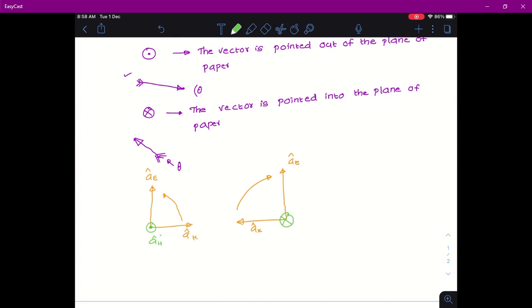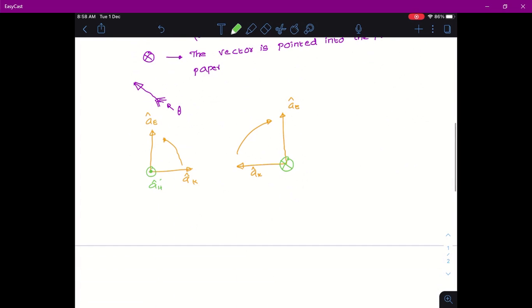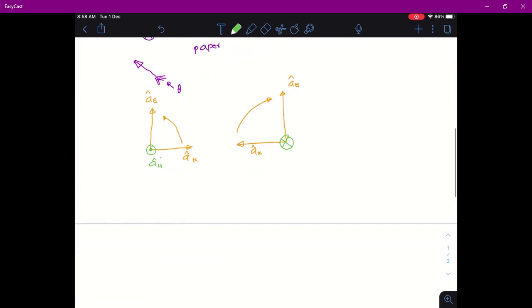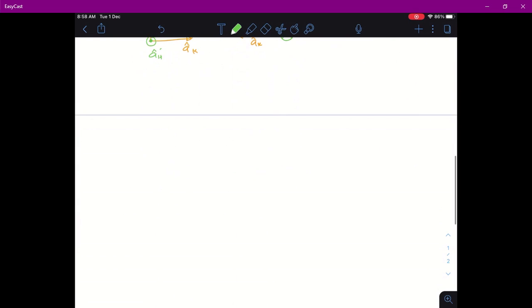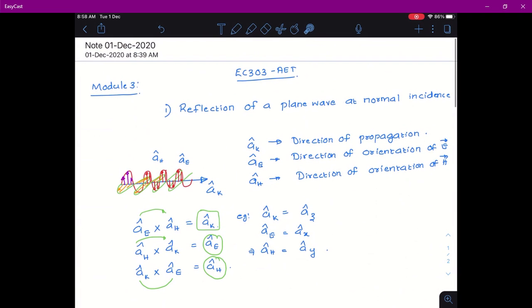Okay, right. So these are some of the preliminaries. Actually, there is one more preliminary that we will discuss while we are looking at the normal incidence. So the heading is reflection of a plane wave at normal incidence.